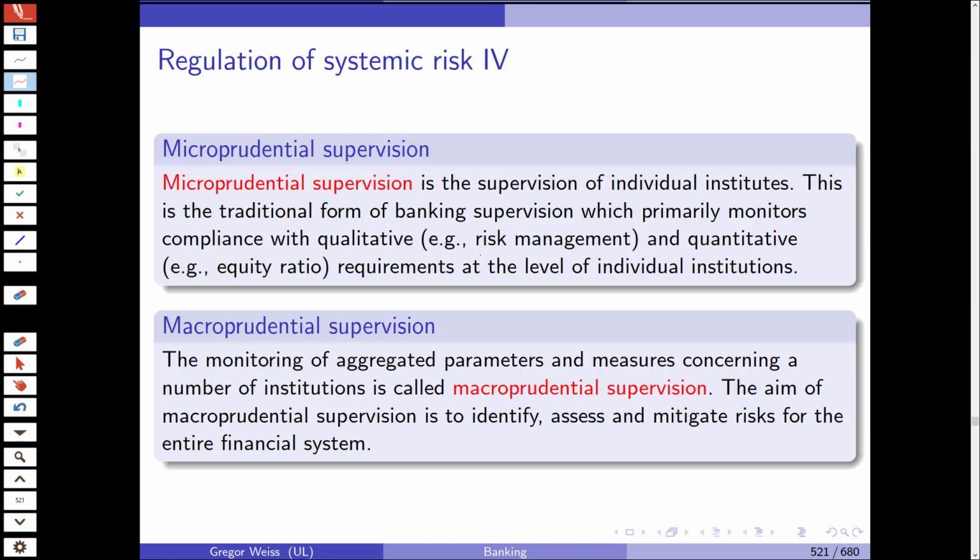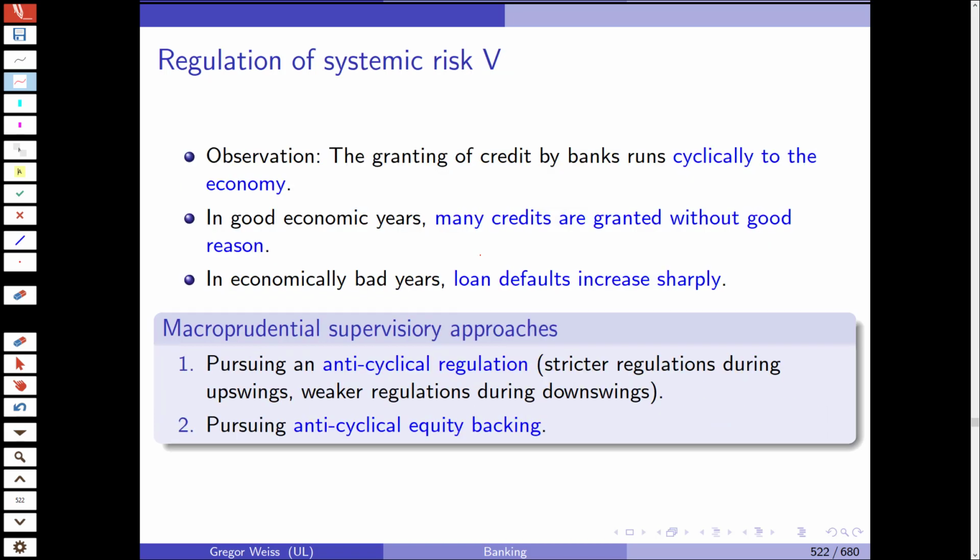So microprudential supervision is the supervision of individual banks, of individual institutes. This is the traditional form of banking supervision, which primarily monitors compliance with qualitative and quantitative requirements at one bank, whereas macroprudential supervision is the monitoring of aggregated parameters and measures concerning a number of institutions, and the aim of macroprudential supervision is to identify, assess, and mitigate risks for the entire financial system.